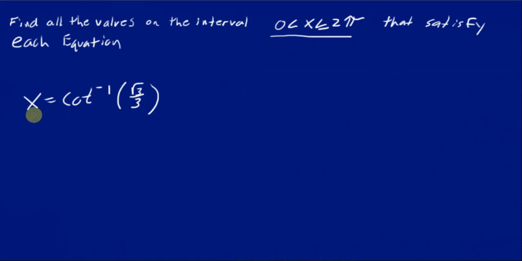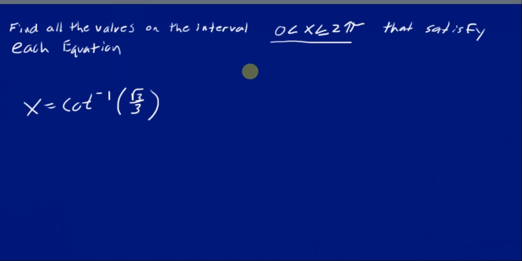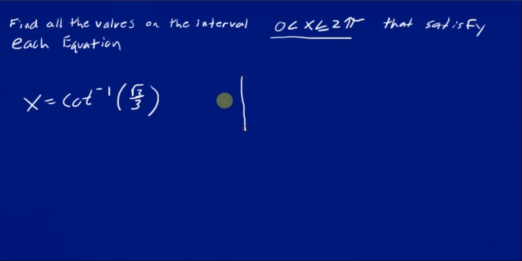All right, this is about as hard as they get. We're looking for the values of x that satisfy the inverse cotangent is √3/3. I'm going to draw my little x and y axis here, but let's just go over here just for review. Pi over 6, 30 degrees. Pi over 3, or 60 degrees.